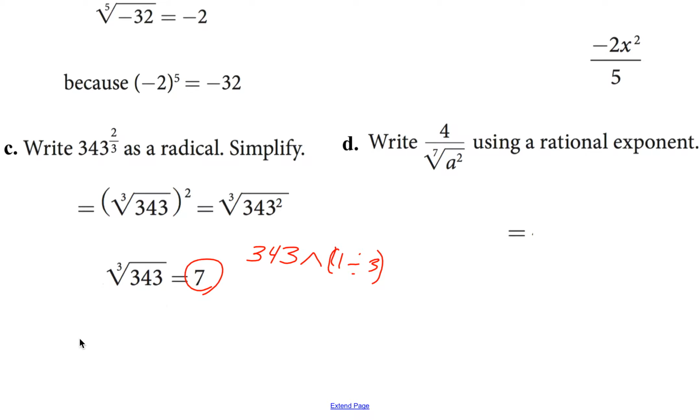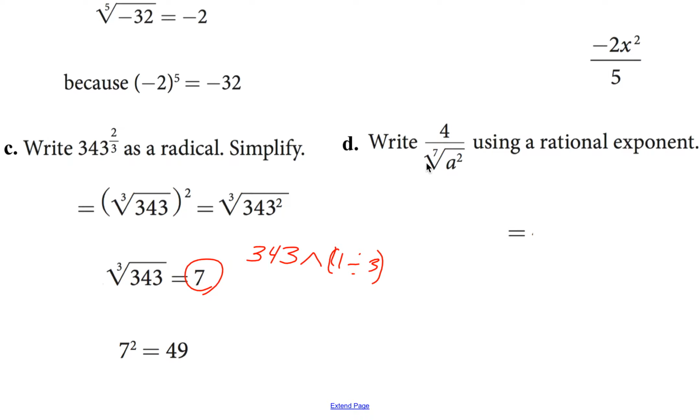Okay? If you have trouble finding that on your calculator, ask me in class and I'll show you how to do that. So we're not quite done. We know that the cubed root of 343 is 7, but then remember we have to square our answer. So the actual answer is 49.